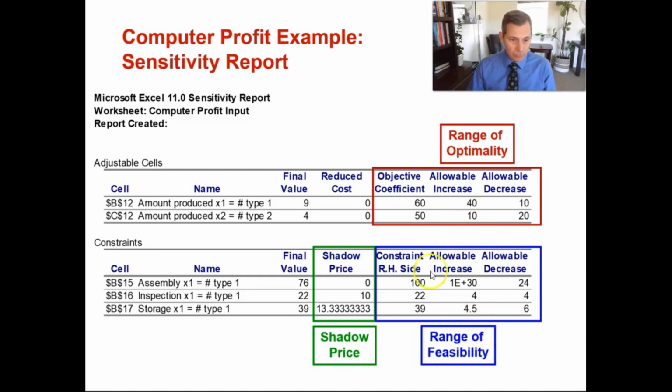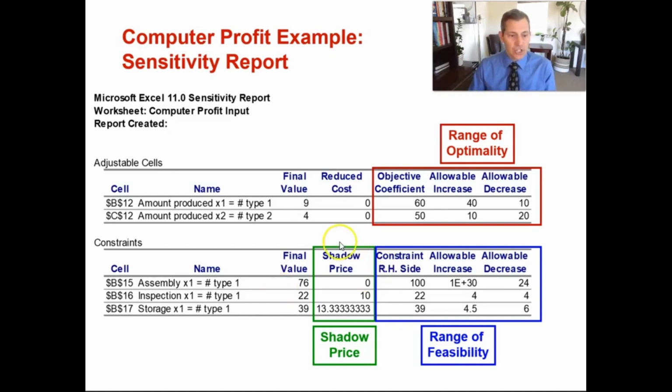Your range of feasibility is for all of the constraints that you've got for assembly, inspection, and storage. And again, this one's just a little different because you have 24 hours of slack in assembly. What this number means in the allowable increase for assembly means it doesn't matter if you get more assembly hours available because you're already not using what you have. So that's essentially the number for infinity. And so if you get more hours, it doesn't change the model any because you already have excess anyway. You've got 24 hours of slack. So it doesn't matter if you find more availability in assembly, it won't change your profitability any.